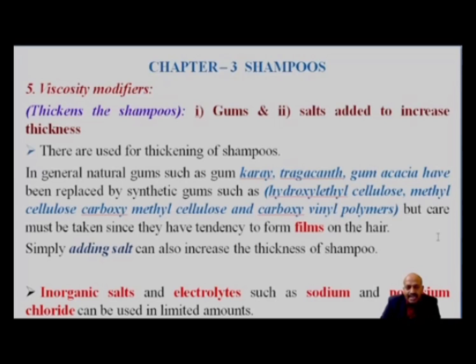In general, natural gums such as gum karaya, tragacanth, and gum acacia have been replaced by synthetic gums such as hydroxyethyl cellulose, methyl cellulose, carboxymethyl cellulose, and carboxyvinyl polymers. All these are examples of synthetic gums. But care must be taken since they have a tendency to form films on the hair. When these gums are used after cleansing the hair, they may form some films on the hair. So we have to take care of the hair after finishing the hair wash.